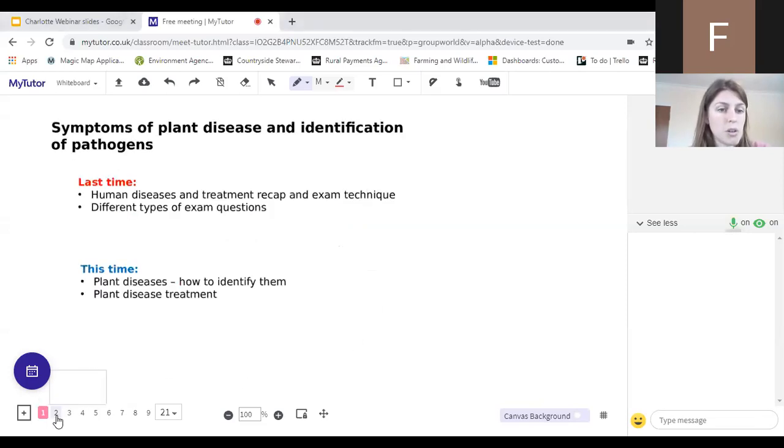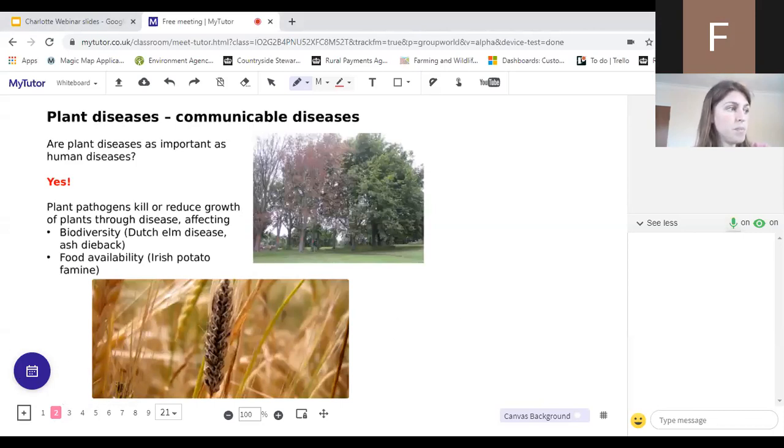as someone has said. Can we go back to slide 1 so you can take a couple of notes? Yes, no problem.